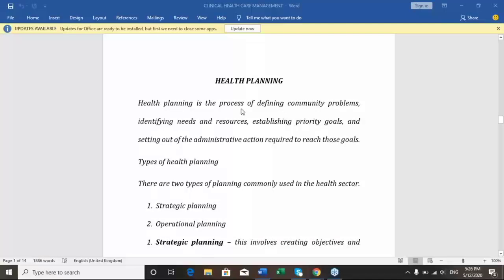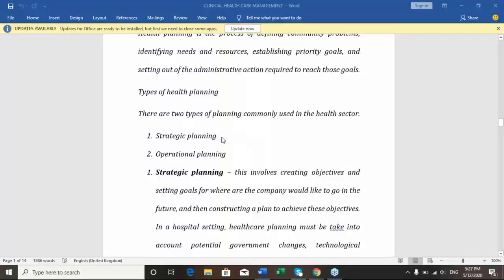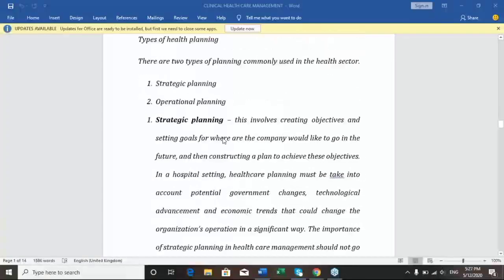So we also talk about health planning. That is, health planning is the process of defining community problems, identifying needs and resources, establishing priority goals, and setting out the administrative action required to reach those goals. We also talk about the two types of planning, that is strategic planning and operational planning.